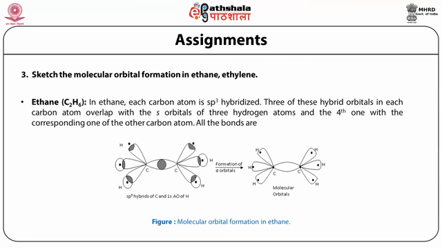Let us sketch the molecular orbital formation in ethane and ethylene. Ethane is written as C2H6. In ethane, each carbon atom is sp3 hybridized. 3 of these hybridized orbitals in each carbon atom overlap with the s orbitals of 3 hydrogen atoms, and the fourth one with the corresponding one of the other carbon atom. All the bonds are represented by the figure.